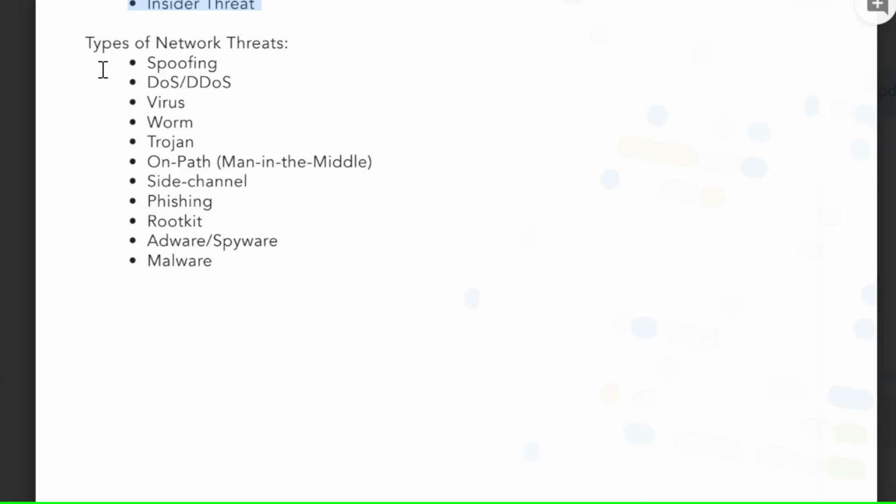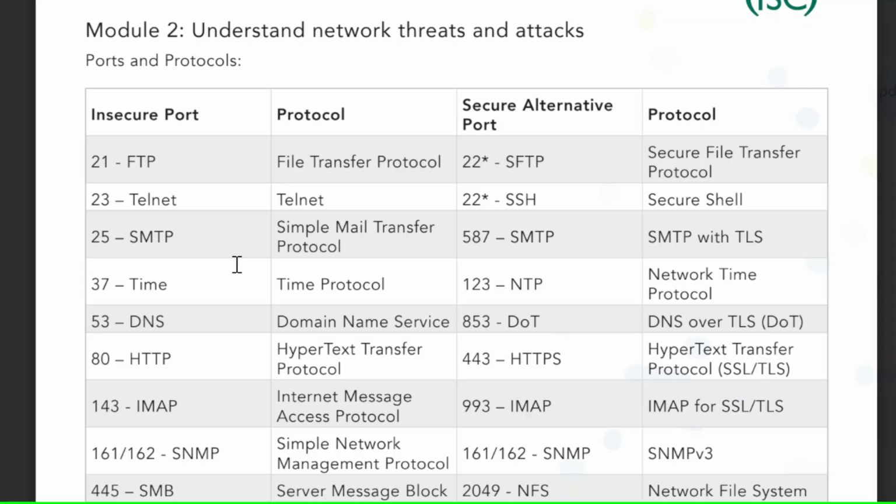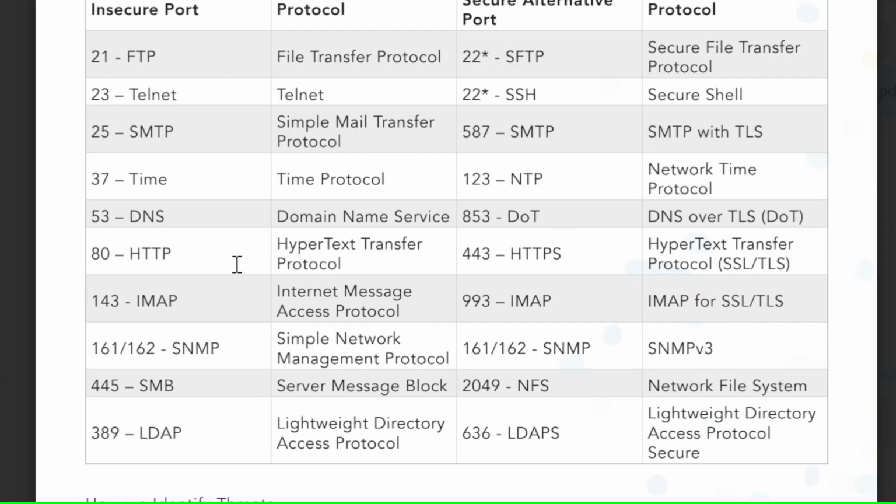Then types of network threats: we have snooping, DDoS attacks, virus, worm, Trojan. On-path attacks include man-in-the-middle, side channel, phishing, rootkit, hardware, spyware, and malware. So under this module 2, understand network threats and attacks. Here we have a list of the secure ports and the insecure ports.